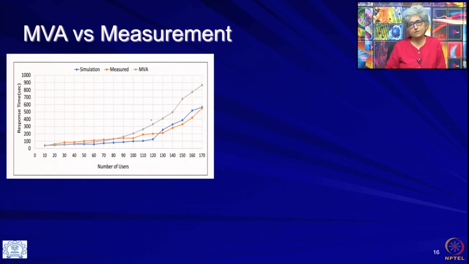Otherwise the match between this MVA and this measured is a little less good, because the actual web server here is more complicated than the MVA.